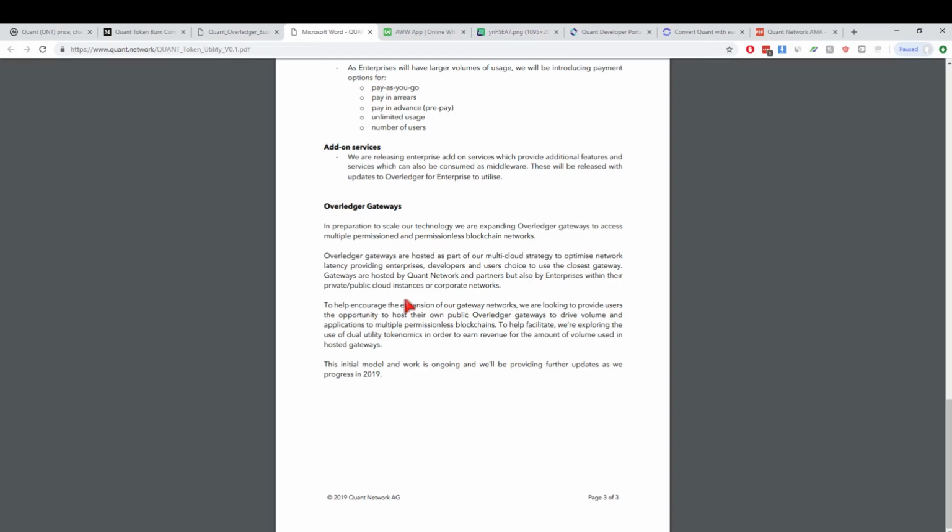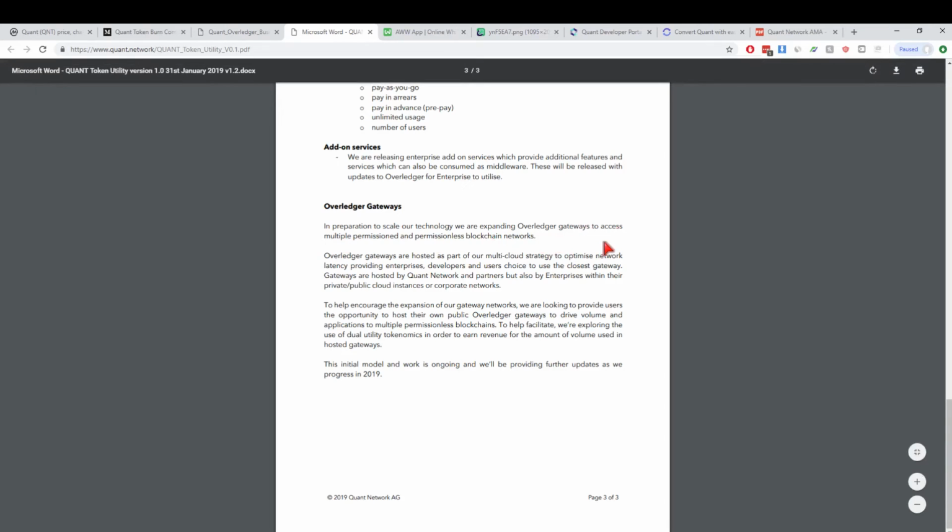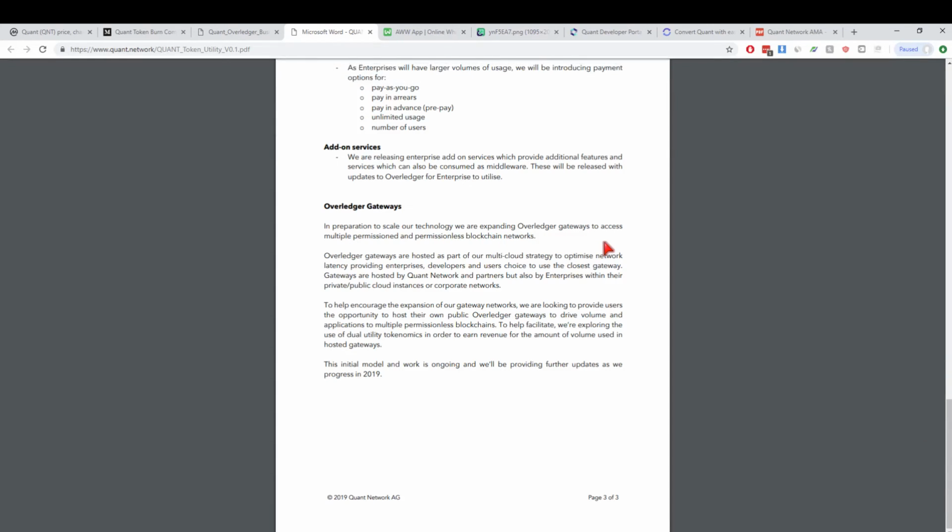We also see that the team may be looking at, and this is definitely a work in progress here, doing some gateways in the second half of this year. They want Overledger gateways to access multiple blockchain networks. So basically, there's going to be almost like masternodes, but they're not really, because it's basically providing users or enterprises the ability to host a Quant Network gateway that facilitates transactions and volumes. And to help facilitate, here we go, we're exploring the use of dual utility tokenomics in order to earn revenue for the amount of volume used in hosted gateways.